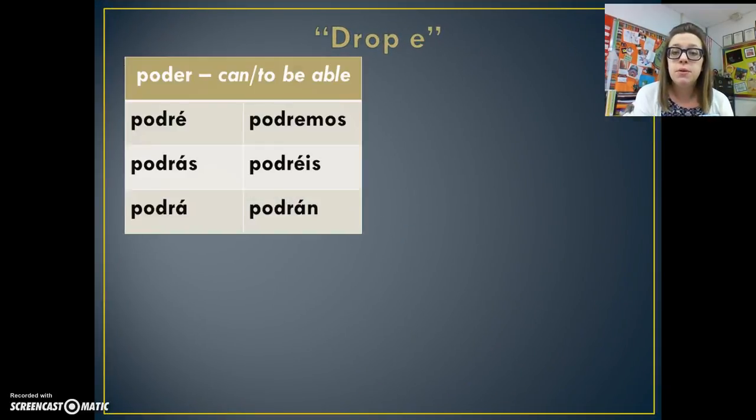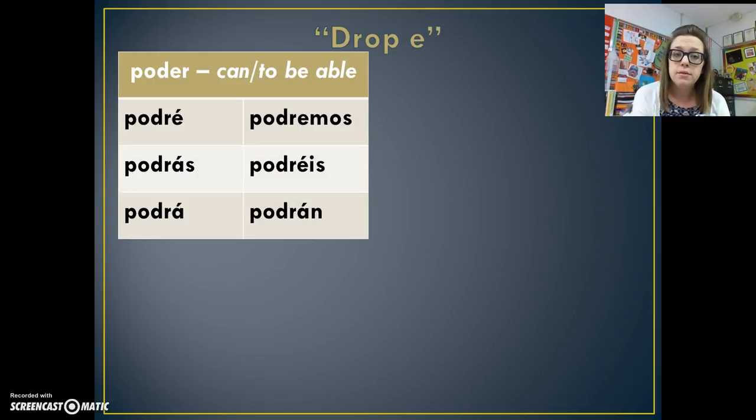All right, so there's 3 more drop E verbs. Poder, which means can or to be able. So the yo form of poder is podré, then tú podrás, él podrá, nosotros podremos, vosotros podréis, and ellos podrán.